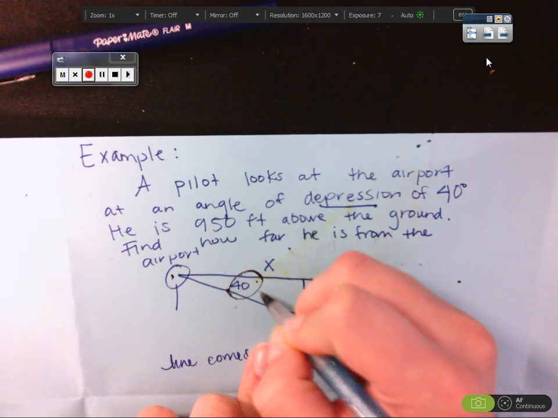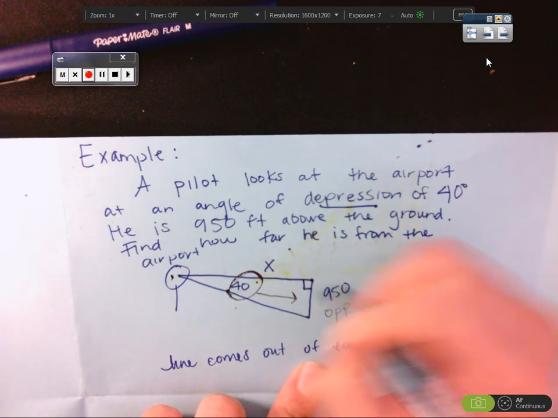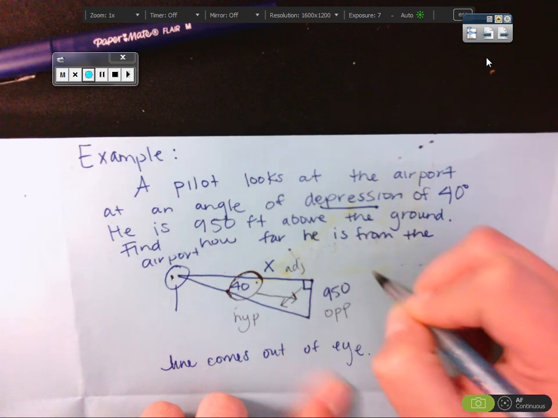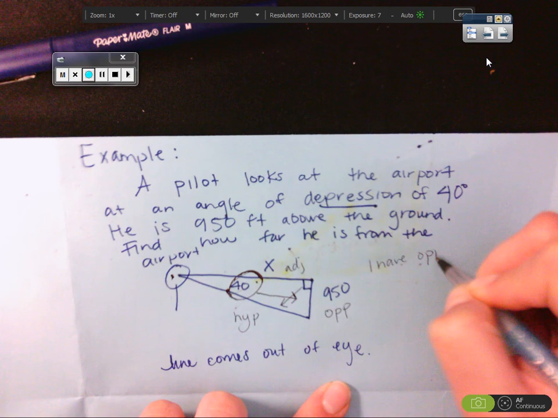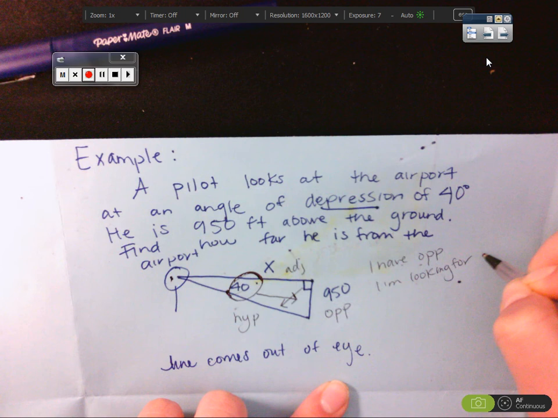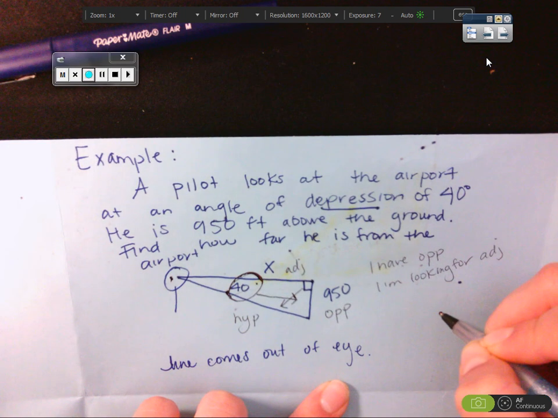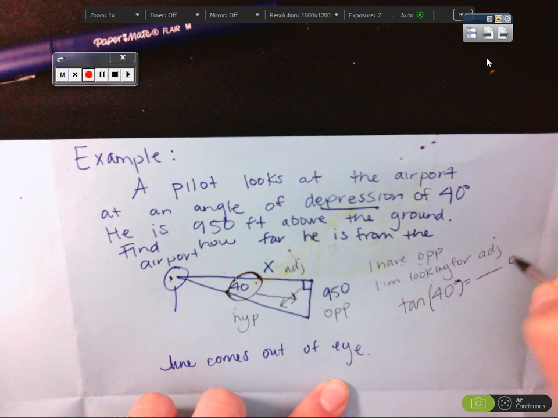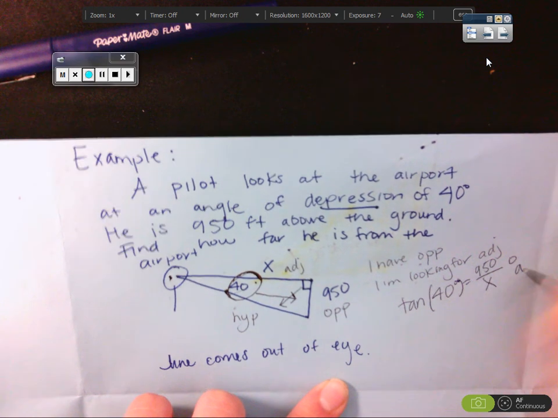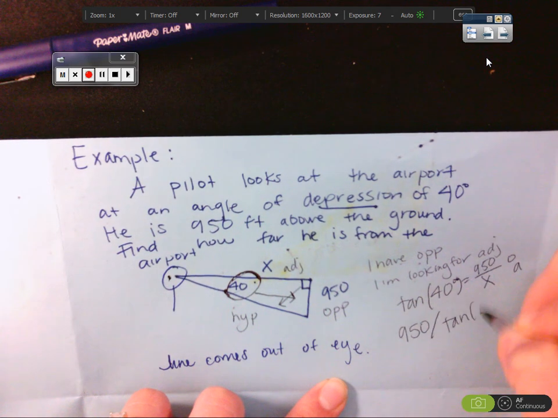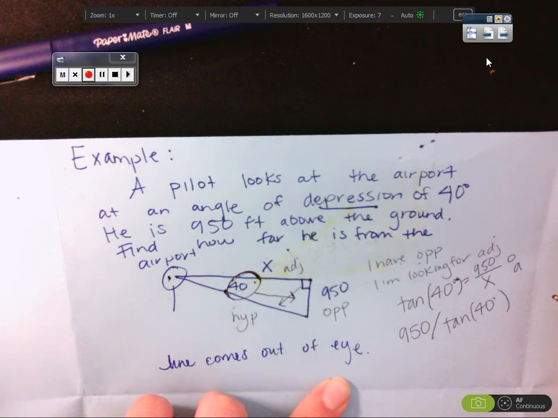So I circle my angle, arrow across. That's my opposite. Across from my 90 is my hypotenuse. Left over is adjacent. I have opposite, and I'm looking for adjacent. So I know opposite and adjacent, that would be tangent. Tangent of 40 degrees equals opposite over adjacent. Opposite is 950. Adjacent is x. So I divide. 950 goes first because it goes on top here. 950 divided by tangent of 40. Put that in your calculator and you're done.